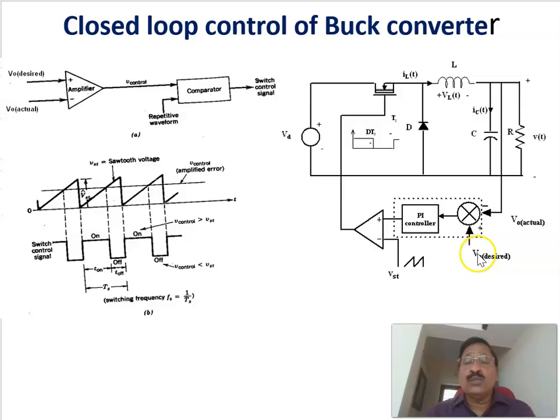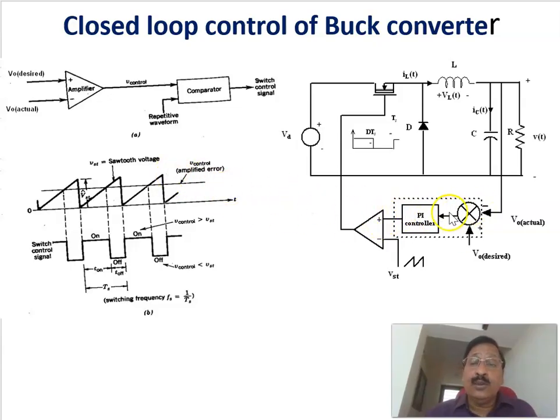But the reference voltage we kept is 50. Therefore, 75 comes at the minus terminal and 50 at the positive, so an error appears. The negative is more than the positive, so we get a negative output, which is given to the PI controller. Because of the negative at the input of the PI controller, its output, which is the input to the comparator, changes. Here, the sawtooth waveform is given to the negative terminal of the comparator, and to the positive terminal you give the output of the PI controller.